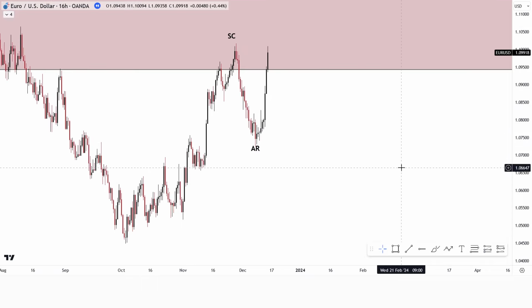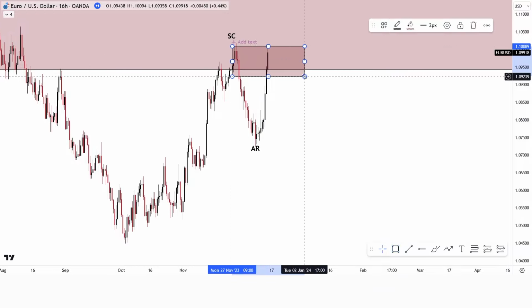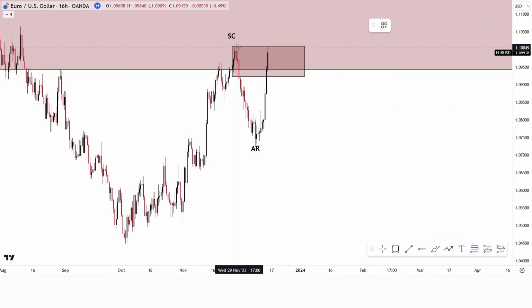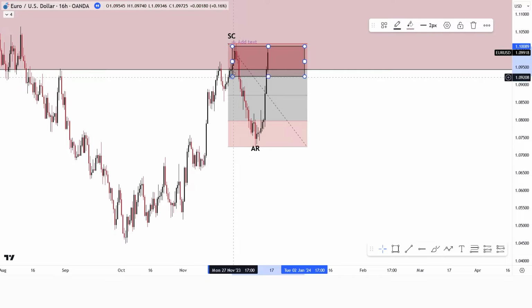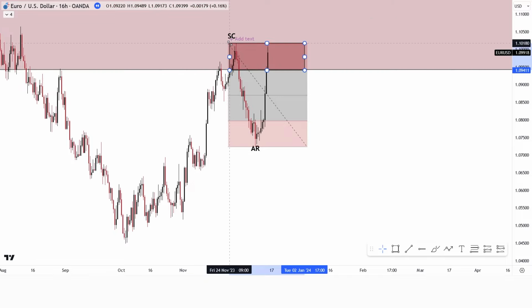So what are we waiting for now? We're looking for a test. Where do we anticipate a test to occur? At the extreme of this level. So an easy way to do it would be to pull out your fib, swing low, swing high, and mark up the top quarter. So this is one way to do it.